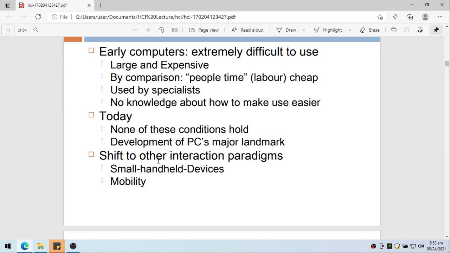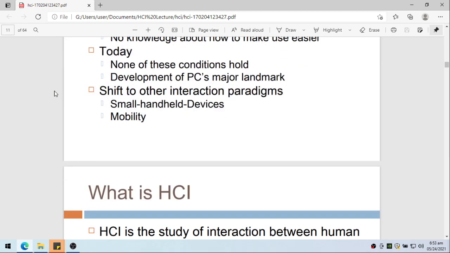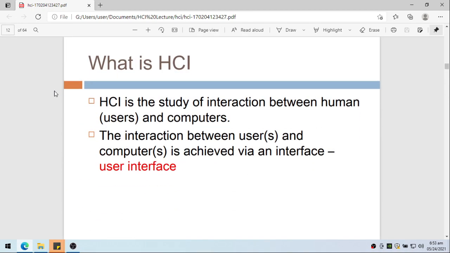That's why, as we can see, almost everybody, if not everybody, already has cell phones, or most have their laptops at their homes, as compared with maybe the early computers or the early years of computing. So with that, what is HCI? HCI is the study of interaction between humans or the users and computers.